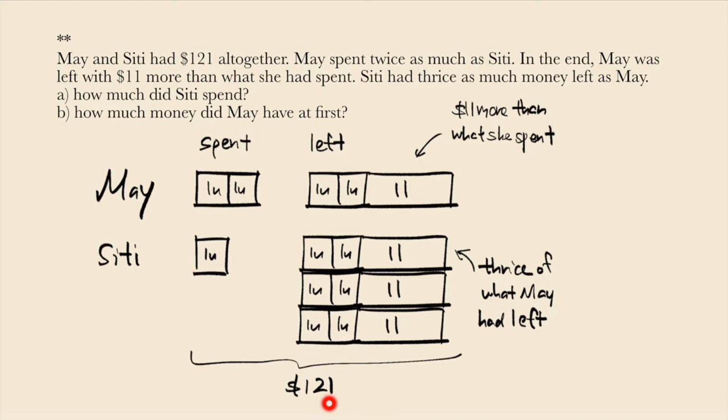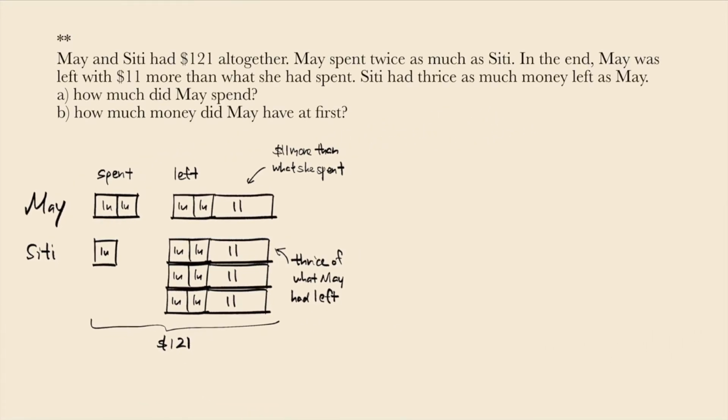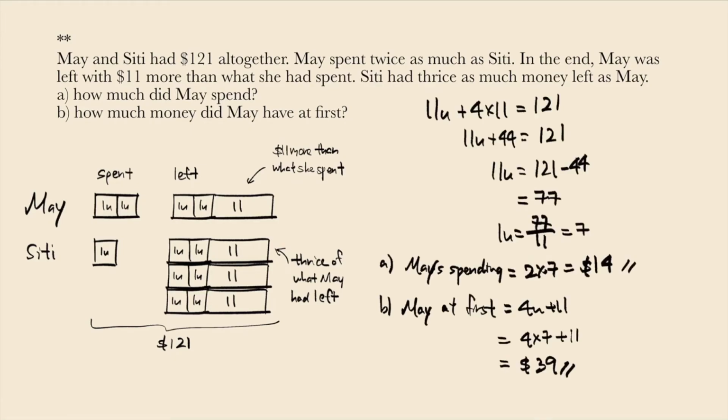Now we know that the total is $121. With this, we can form an equation. So let's count. How many units do we have? 11 in total. How many 11s do we have? 4 in total. This is the equation.